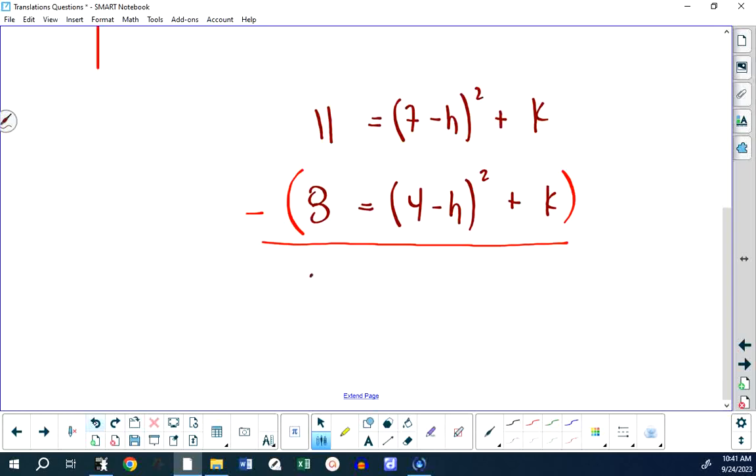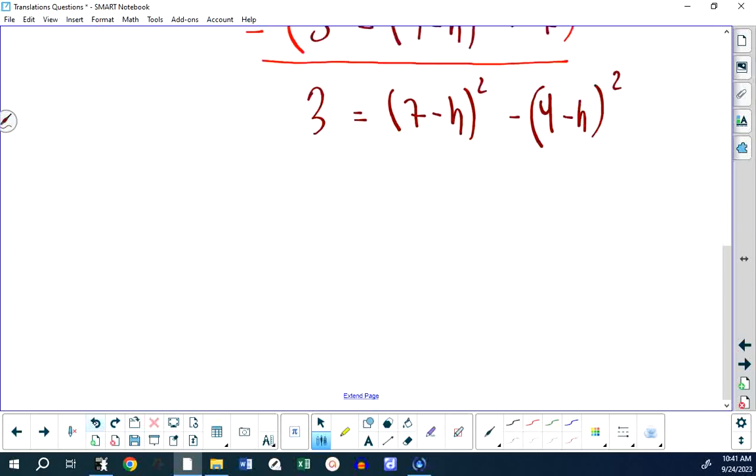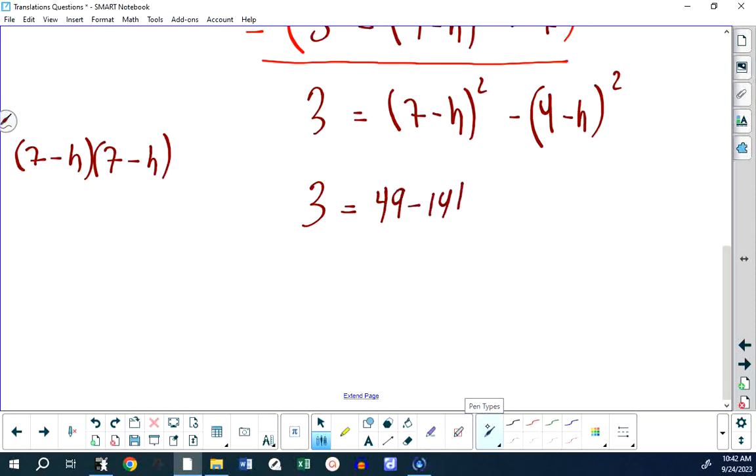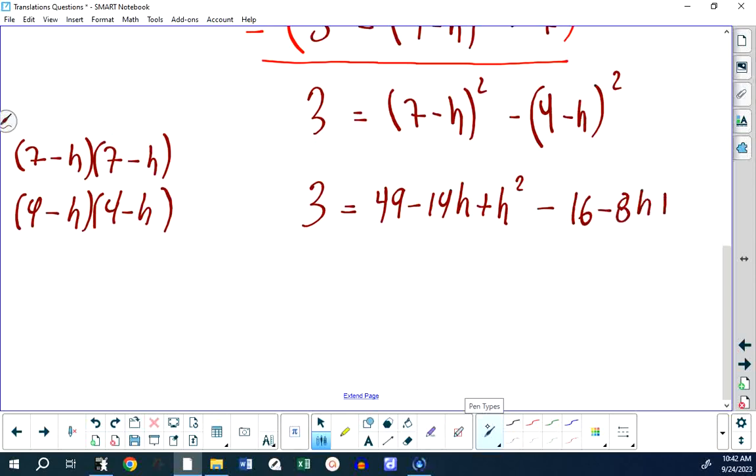11 minus 8 is 3, and that's going to be equal to 7 minus h quantity squared minus 4 minus h quantity squared. So we're going to simplify this. Of course, 7 minus h quantity squared is 7 minus h times 7 minus h. And I'm not going to spend time explaining that. You FOIL that out, you get 49 minus 14h plus h squared. And then we're going to subtract 4 minus h quantity squared, which of course means this. So we're going to subtract 16 minus 8h plus h squared.